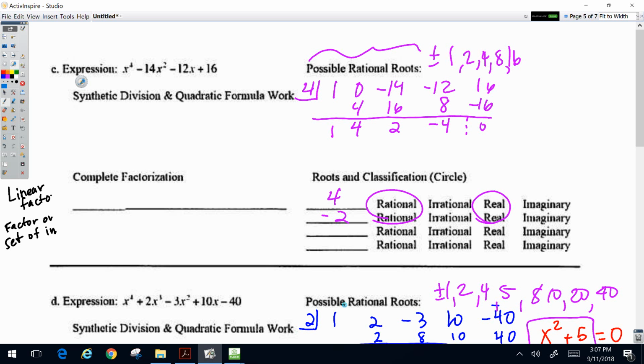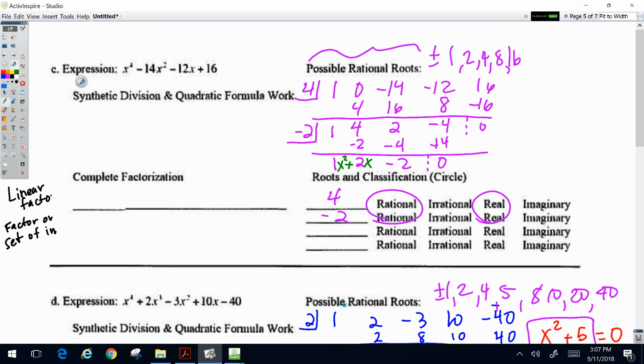But this time we do it with negative 2. 1, so we're going to bring it down. We multiply, we add. We multiply, we add. We multiply, and we get no remainder. 1x squared. Okay, very good. So this is 1x squared plus 2x minus 2.